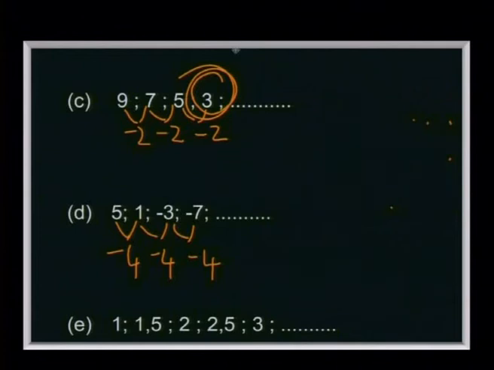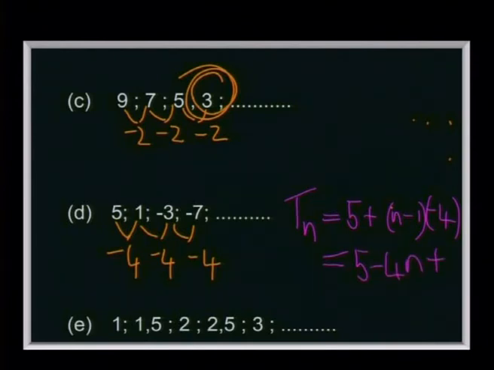Quickly substituting into the formula. I'm not going to write the formula again. You guys should know it by now. Tn is a, first term, 5, plus (n minus 1) times the constant difference, which is negative 4. And this gives me 5 minus 4n plus 4, and that's then 9 minus 4n. Again, guys, you can check whether your answer is correct by substituting back into it.